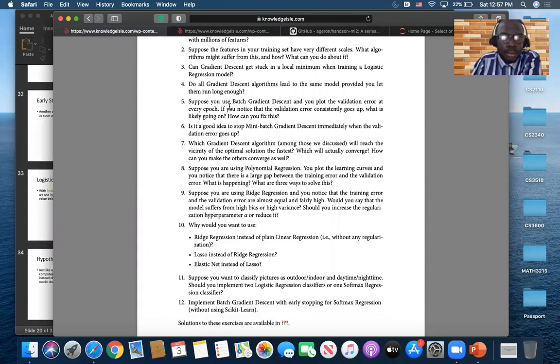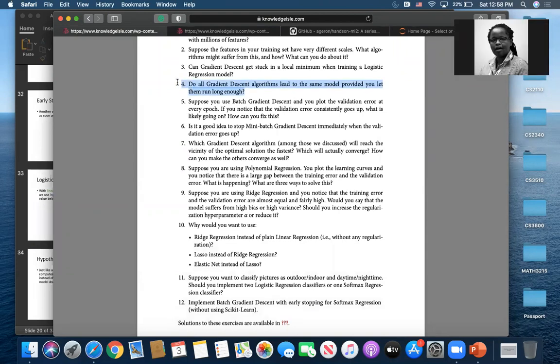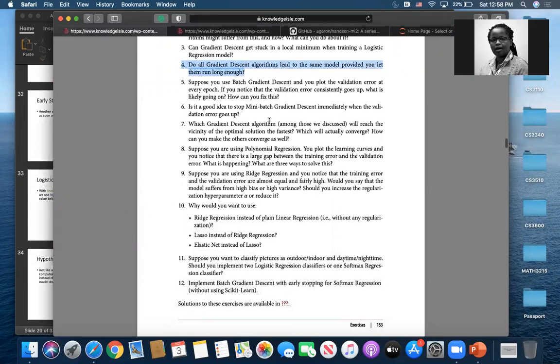Let's see. The gradient descent algorithms lead to the same model, provided you let them run long enough. It depends, right? So the full one will converge. It just takes a long time. But with the mini batch and the stochastic gradient, you have to help it either by early stopping or doing something, you know.